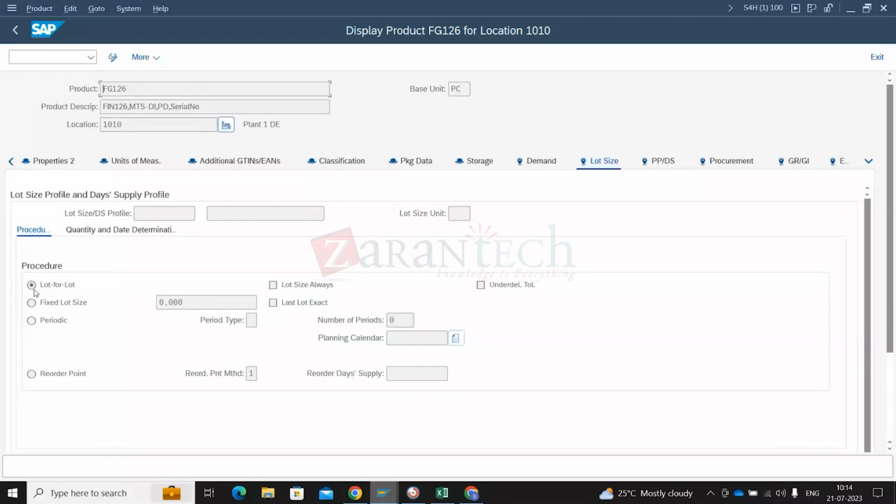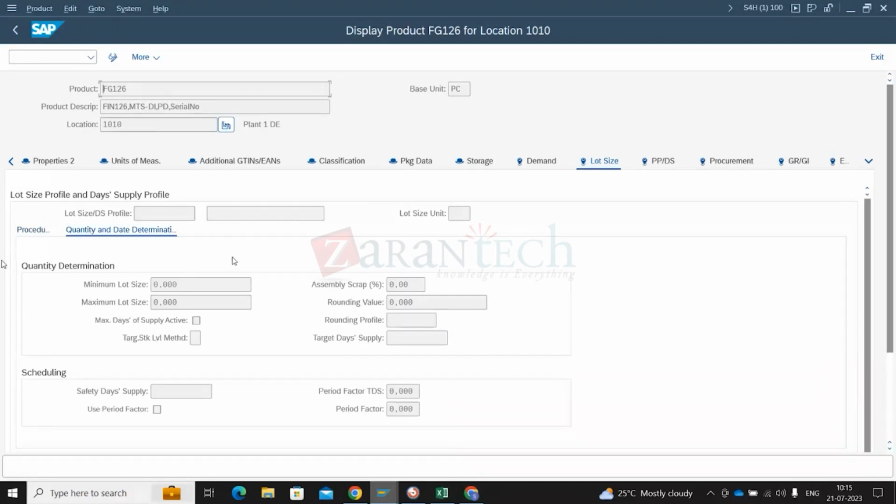If you say lot for lot, it means that whatever is the demand, produce equivalent to that. Whatever lot came, that lot is made. Simple. If it is a fixed lot and you specify some value, even if 50,000 quantity comes, it would always produce that fixed lot quantity of 10,000 each. Similarly, there are some other things here. I'm going into the most important ones, but if you have to explore something, you can press F1 on top of it. That helps.